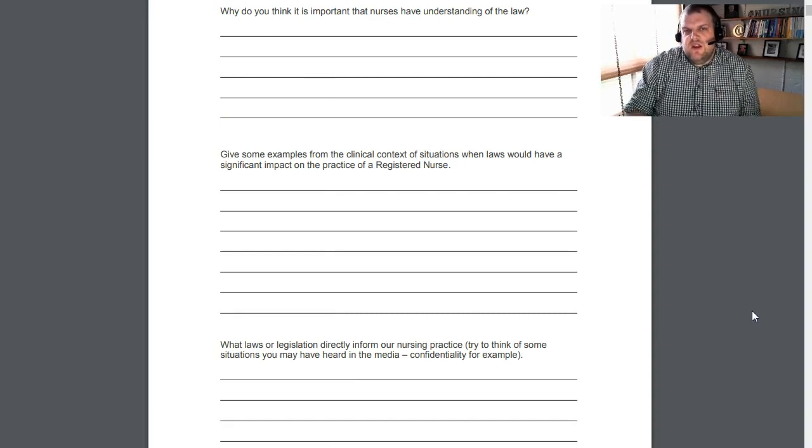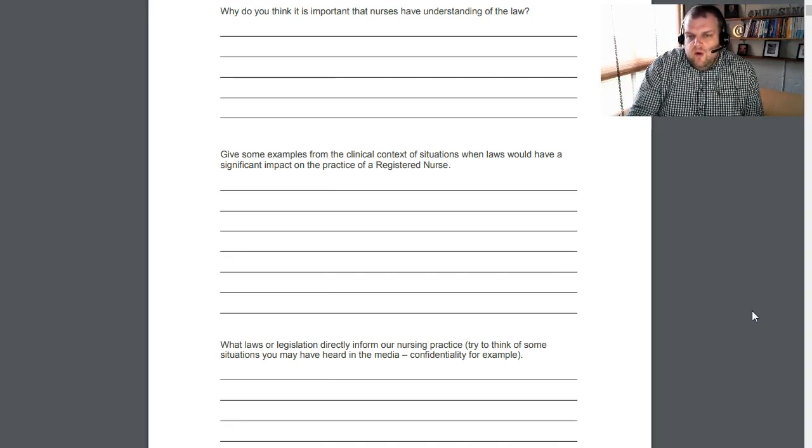But some good examples are things like medication administration, end of life care, consent for a procedure, withholding treatment, care of a person under a particular age, so care of children, care of a person with a mental illness. There are specific situations where the law really becomes a big impact on what the nurse is doing.